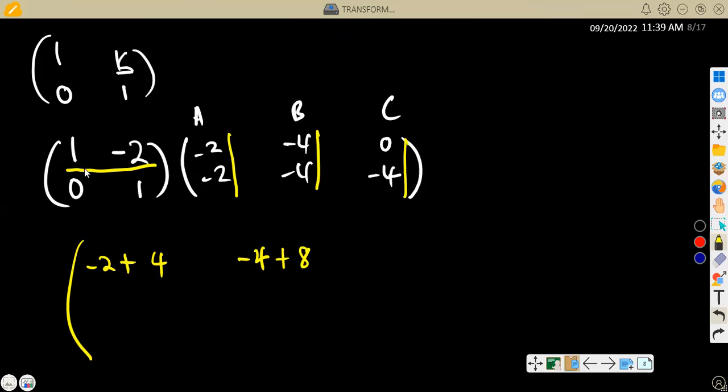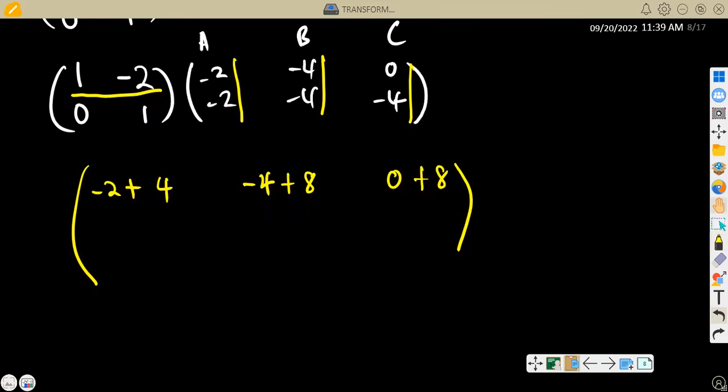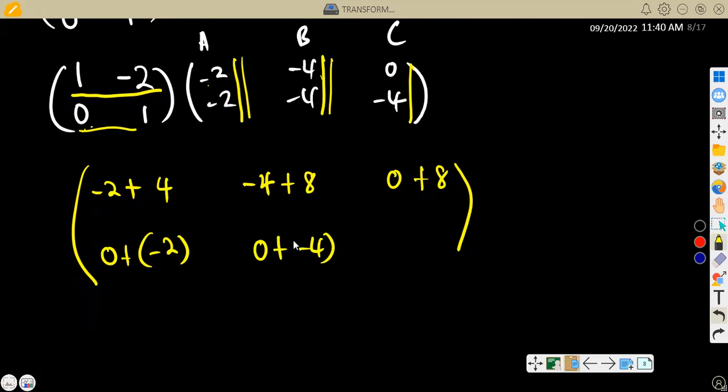Then we move on to the last column. That's 1 by 0, which is 0, plus -2 by -4, which is +8. All right, so we are done with the first row and the other columns. Then we move on to the last row, which is 0, 1, versus the first column. So we have 0 times -2, which is 0, plus 1 times -2, which is -2. Then we've got this row and this column: 0 times -4, which is 0, plus 1 times -4, which is -4. 0 times 0 is 0, plus 1 times -4, which is -4.